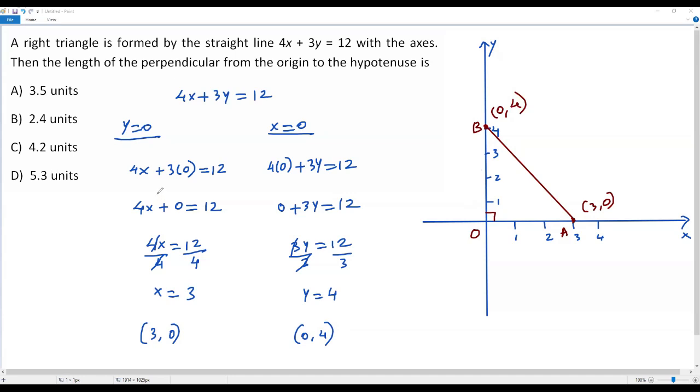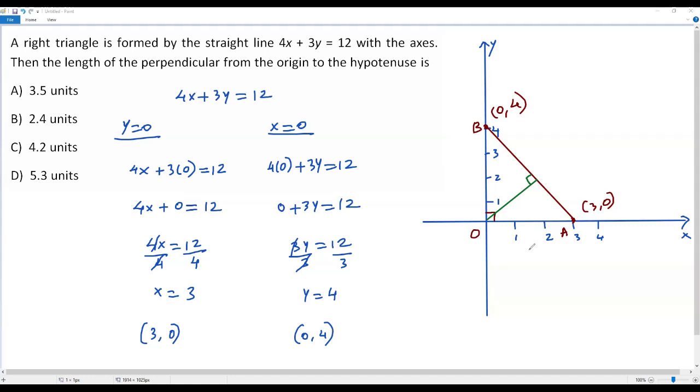Now I'm going to draw a perpendicular line from the origin to the hypotenuse of this triangle. The hypotenuse of this triangle is AB, which is opposite to the right angle. Now let me draw a perpendicular line. Just a moment. Okay, I've drawn a perpendicular line, given in green color, to the hypotenuse over here. Now I'm going to find the area of this triangle OAB.